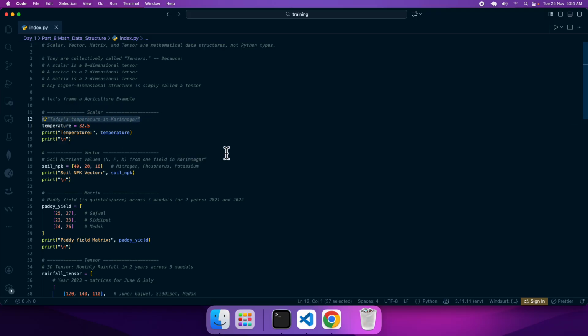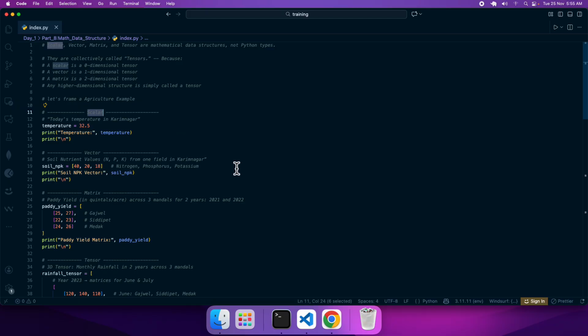Let's take this example: today's temperature in Karimnagar. If I want to store that, I declare a memory representation and store the value in the form of a float. This is considered a scalar type. Why? Because it does not have any dimension, so it is a zero-dimension tensor. We often call these data types tensors too. So when we talk about scalar, it is of zero dimension.